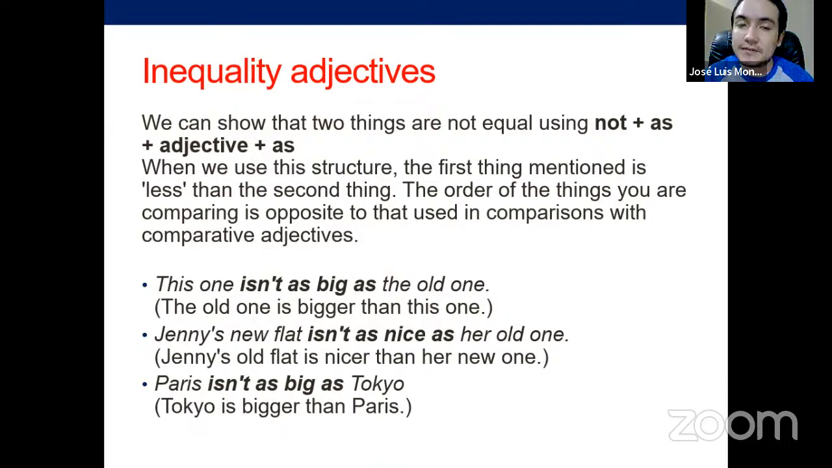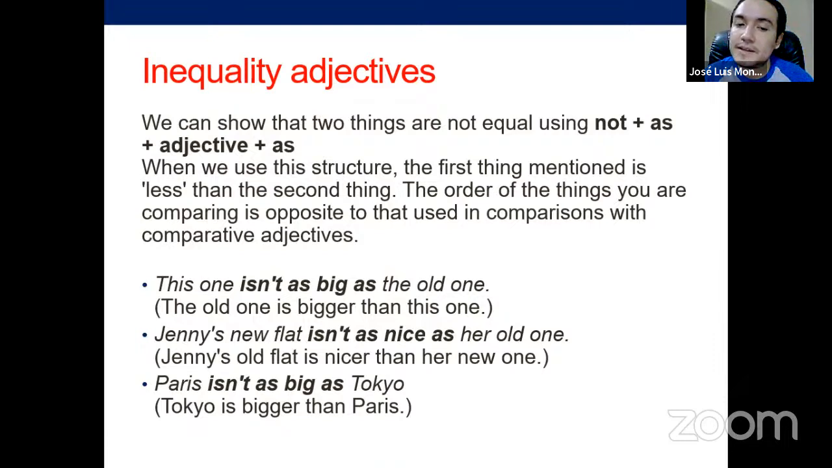Now, inequality is easy. It's just with negative sentences. We can show that two things are not equal using not as adjective as. When we use this structure, the first thing mentioned is less than the second thing. The order of the things you are comparing is opposite to that used in comparisons with comparative adjectives. This one isn't as big as the old one. The old one is bigger than this one, so inequality.